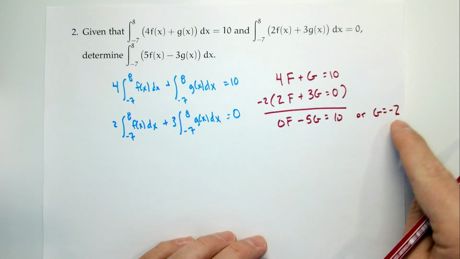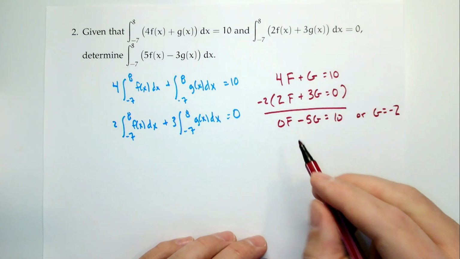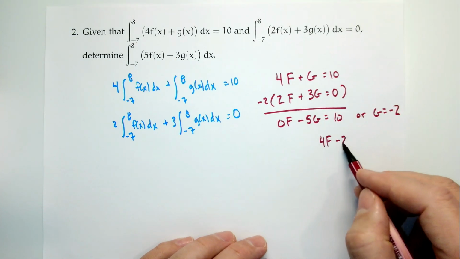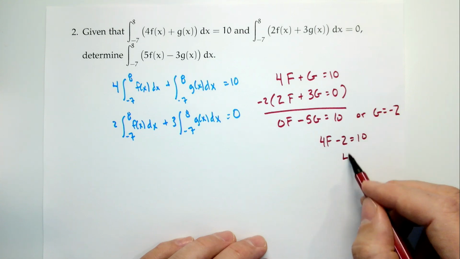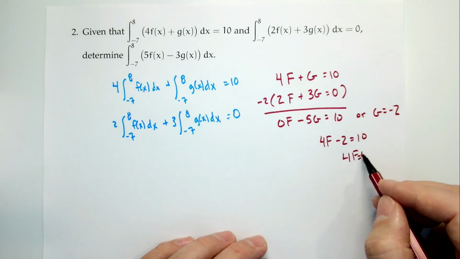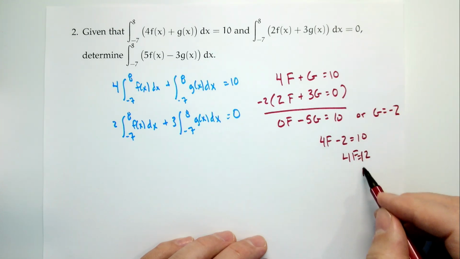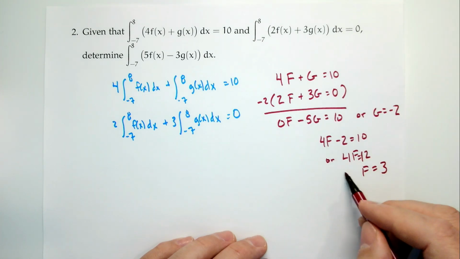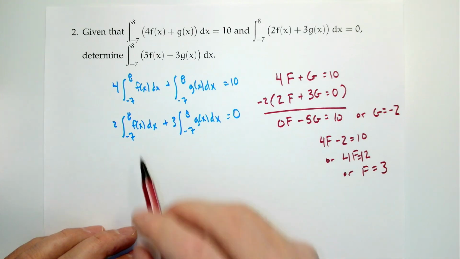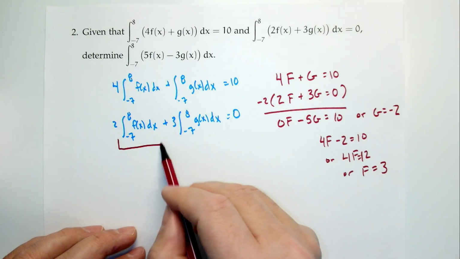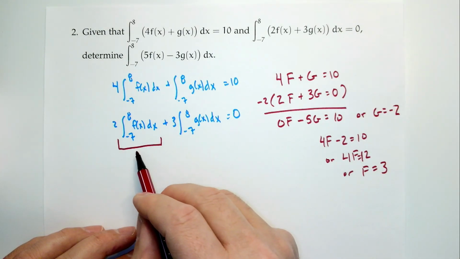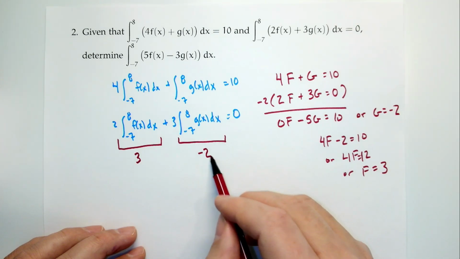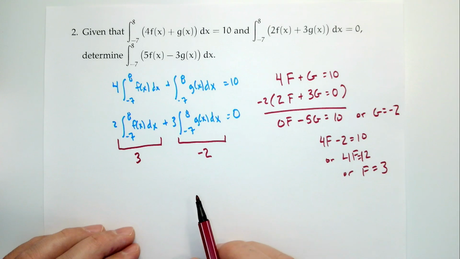Now I know what G is, I can plug it back in, and I can say, for instance, now 4 times F minus 2 equals 10, or 4F equals 12, or F equals 3. All right, well that's great. So what we have is that we now know what these pieces are. The first integral is equal to 3, and the second integral is -2. Well, why does that help us?